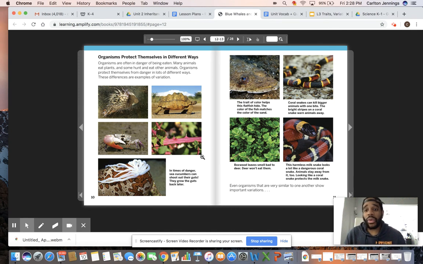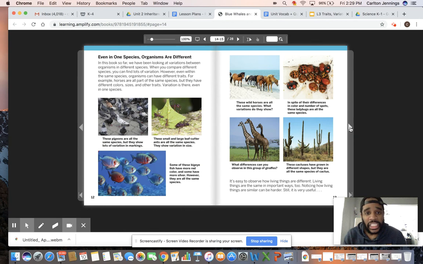What does a coral snake do to protect itself? And right here it says coral snakes can kill bigger animals with one bite. So it uses its bite to protect itself from animals. Different animals have different traits that they use. We know that this crab uses the trait of its claws to protect themselves from danger.